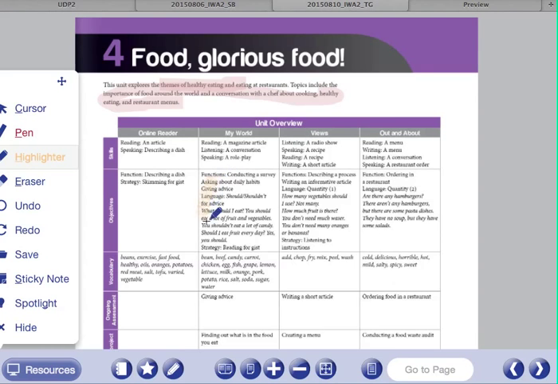We can see here important language that we'll be practicing, should and shouldn't, giving advice. What should you eat and what shouldn't you eat? So what advice would you give people for a healthy diet?